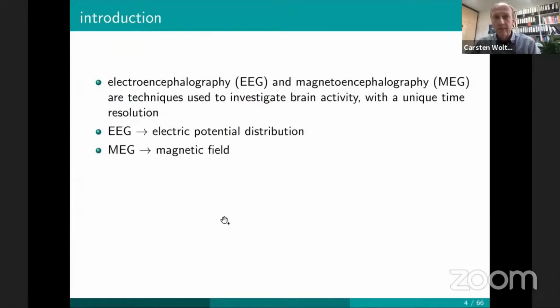The MEG measures the magnetic field or the magnetic flux. And it's very interesting because EEG and MEG have complementary information. It's very interesting to combine them. But as we will see, the volume conduction for both modalities is quite different. MEG is much less sensitive to volume conduction than EEG is, especially to compartments like the skull.